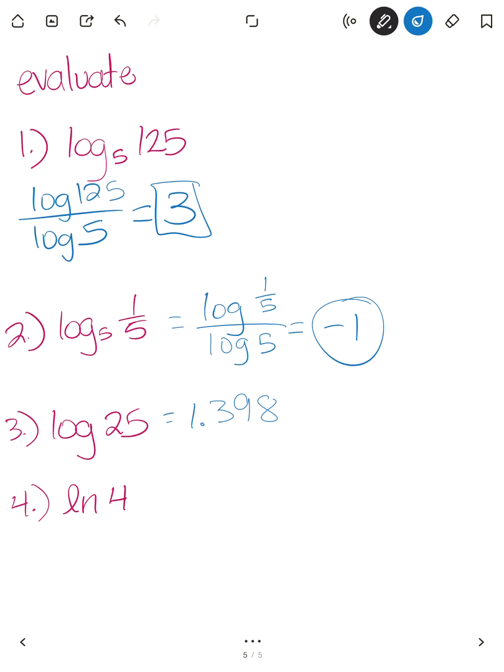Okay, the natural log of 4, you have a ln button on your calculator. You just type in 4 ln or ln4. You get about 1.386. Okay, so that's how we use our calculator to evaluate logs. This is super important for graphing, for solving equations, everything.